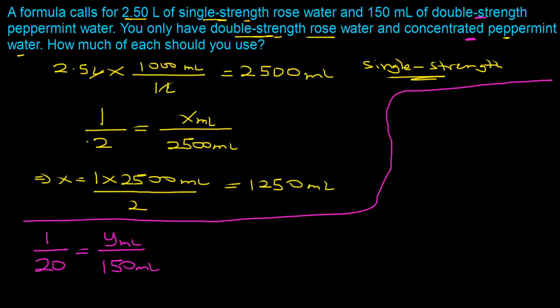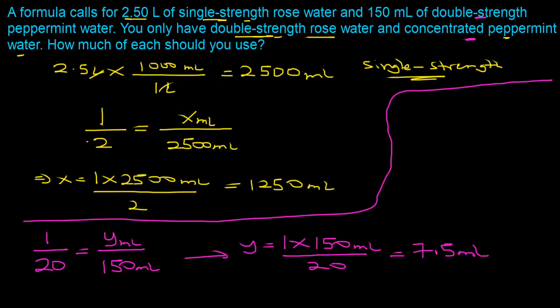Okay, so we can go ahead and solve for y, which is our unknown. So y equals 1 times the 150 milliliters divided by 20, and that will give you 7.5 milliliters.